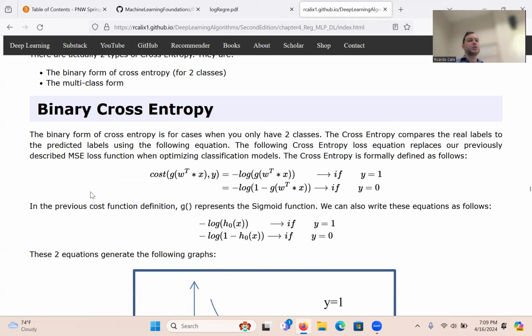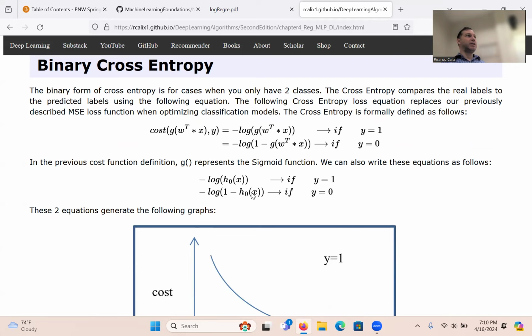And this is what I just described. Cross entropy, in particular, I just described binary cross entropy, the example I just gave you. You can see this is just written a little bit better. If the real value is one, then that's the equation. If the real value is zero, then that's the equation. And this is another way of writing it, basically. And that translates into these two graphs over here.